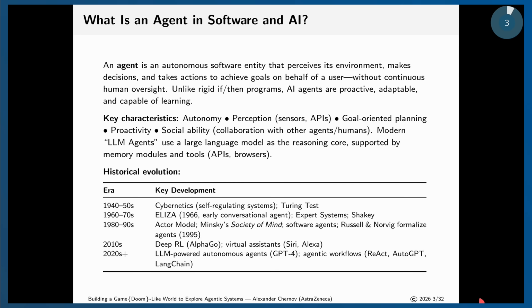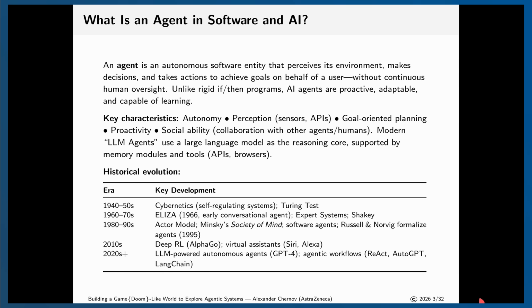To start with, what we think agents are. In a software sense, an agent is an autonomous entity that perceives the environment and makes decisions. It's a long-standing concept from the 40s, 50s, 60s, 70s, and so on. The key characteristics of agents are autonomy, perception, goal-oriented planning, proactivity, and social ability. Agents can communicate with other agents or with humans.